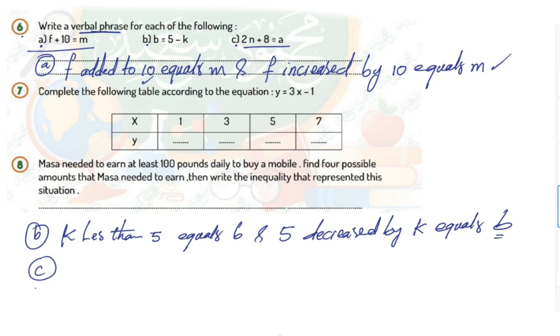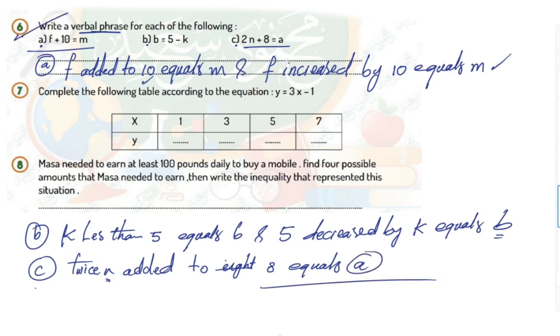Point C. We have 2n plus 8 equals A. How can you write it? I can write 2n as twice n added to what? Added to 8. You can write it as letters or just 8. Twice n added to 8 equals what? Equals A. Okay. Now you finished point number 6.